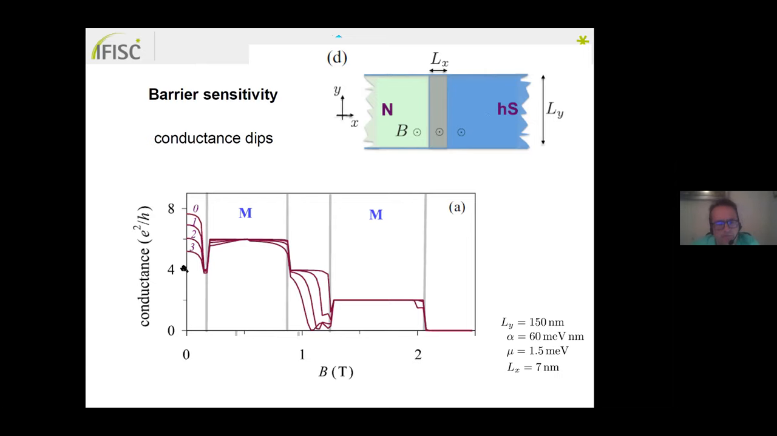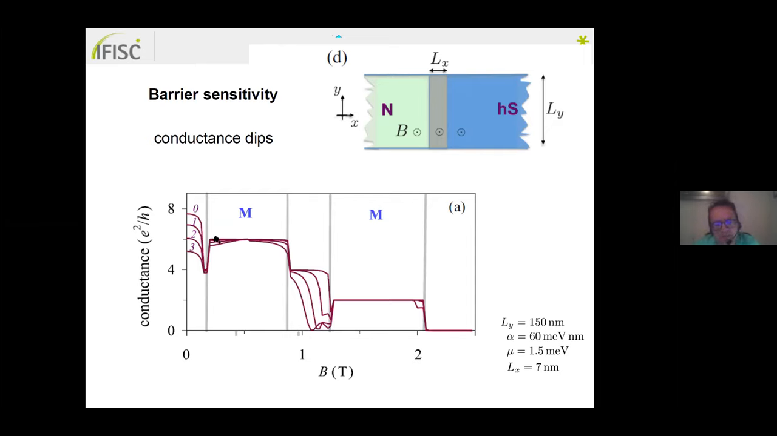Actually, here I show the conductance we have calculated as a function of magnetic field for a fixed chemical potential, and increasing the magnetic field, the system evolves from trivial to topological to trivial to topological regions. The different curves are the results for different heights of the interface barrier in millielectron volts. As you can see, when we increase the height of the barrier, the conductance decreases for the trivial phase of the hybrid superconductor.